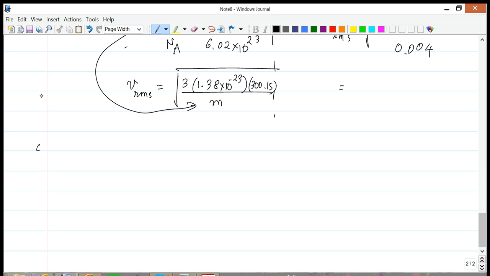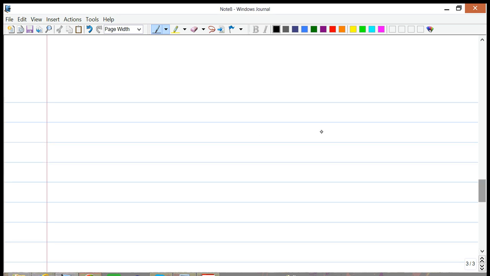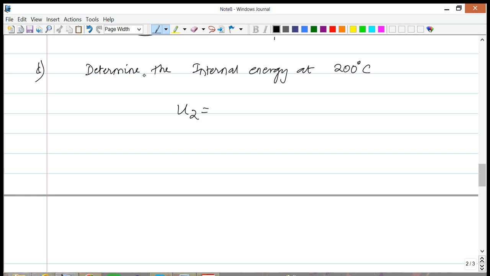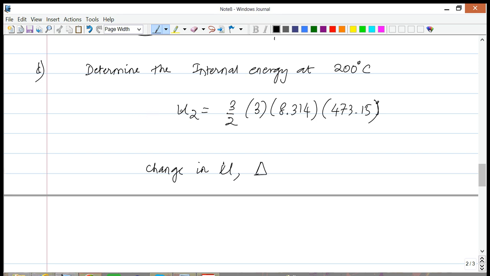Okay, now part D of the question is, determine the internal energy at 200 degrees Celsius. If the gas is heated to 200 degrees Celsius, we'll find what the internal energy is. So U2 is going to be equal to 3/2 times 3 times 8.314 times the temperature at 200, which is 473.15 Kelvin, and you can calculate this number. Using this we can also find the change in internal energy, delta U, which is simply equal to U2 minus U1, and we can calculate that number.